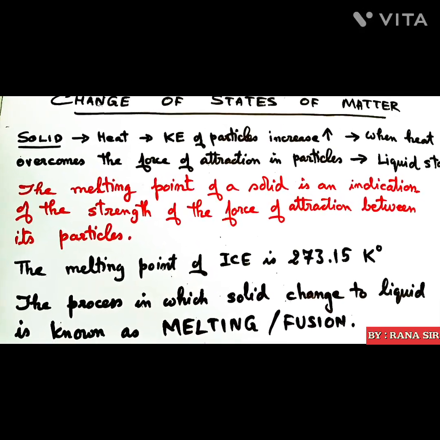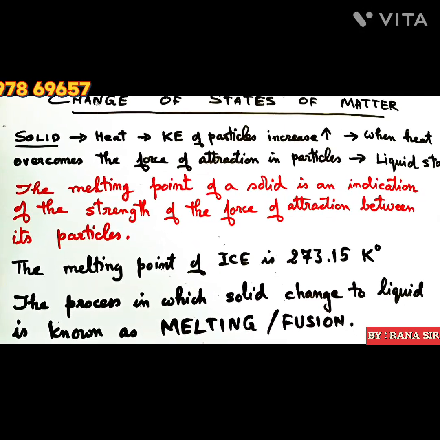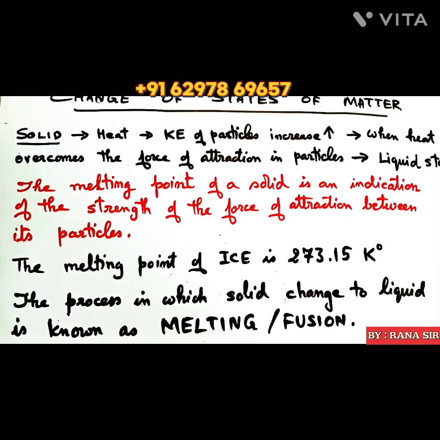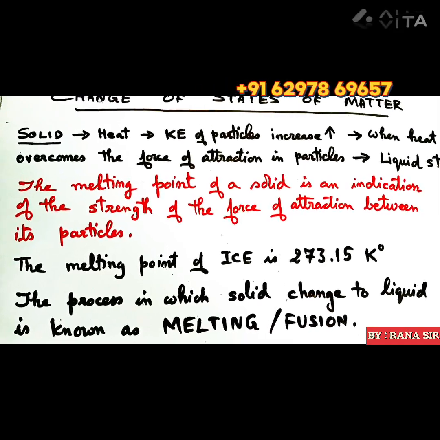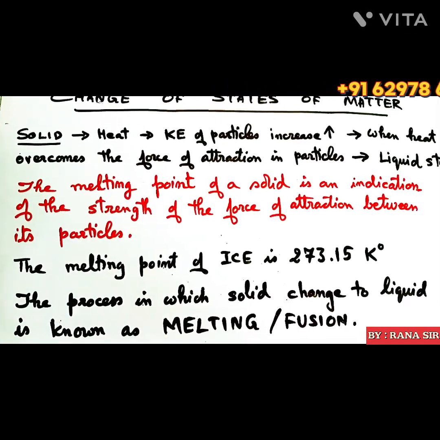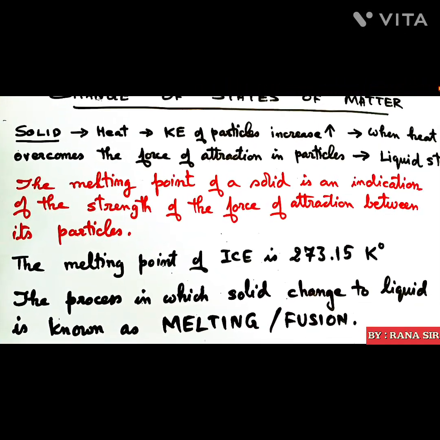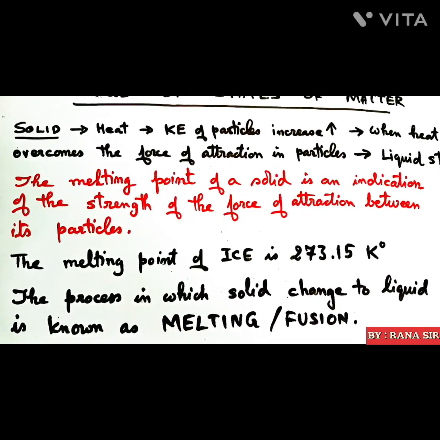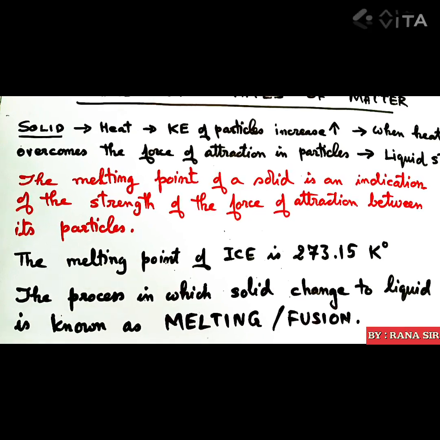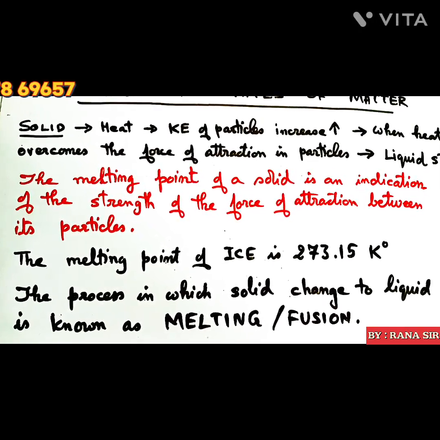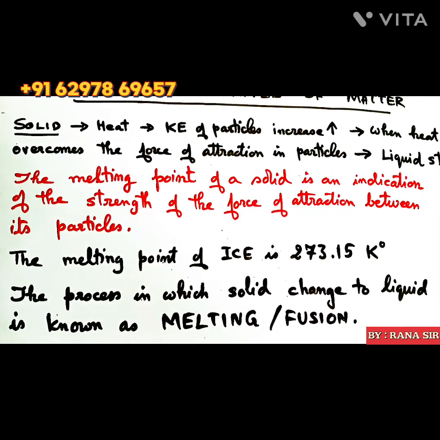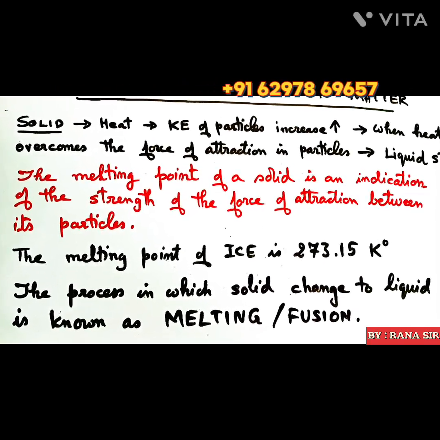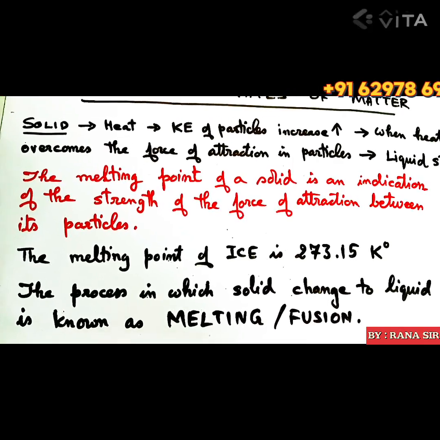The point at which the strength of force of attraction between the particles changes from solid to liquid is known as the melting point. So the melting point of a solid is an indication of the strength of the force of attraction between its particles. Melting point of ice is 273.15 degrees Kelvin. The process in which the solid changes to liquid is known as melting or fusion.